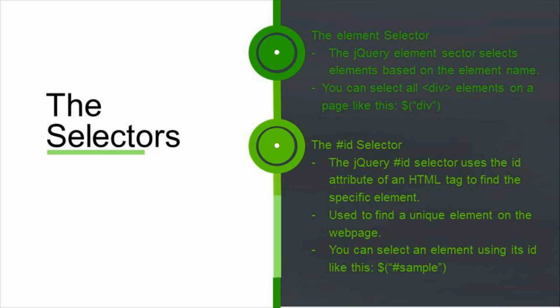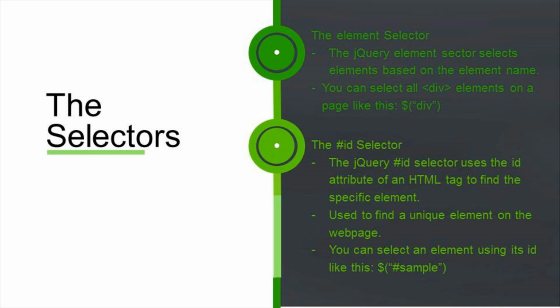Okay, so again, for the element selector, the jQuery element selector selects elements based on the element name. You can select all div elements on a page like this. So I'm giving you examples. So this is what it should look like if you want to select all div elements on the page. This is how you declare it in jQuery.